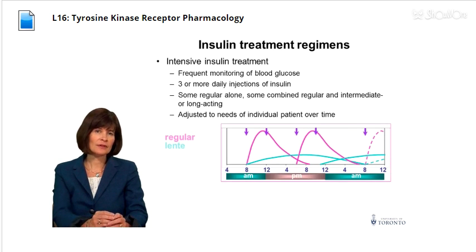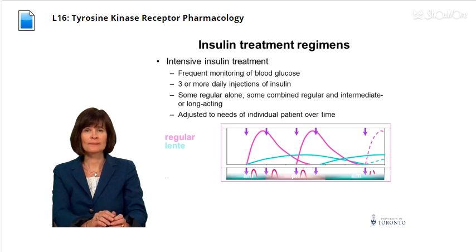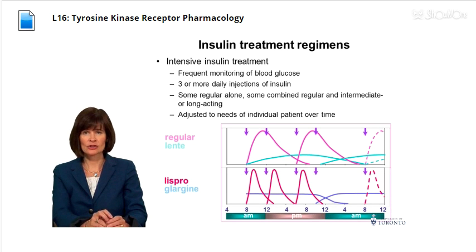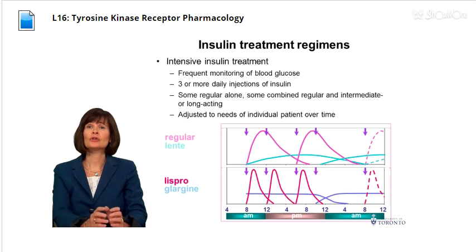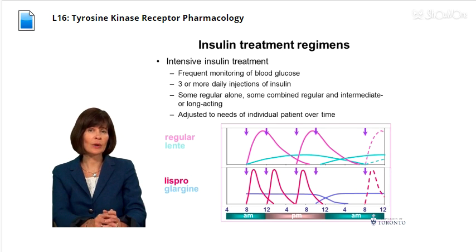Thus, if we compare the previous regimen with 2 injections of regular and Lente insulin each day with the new medication regime, which would look more like we see here in the bottom graph, patients inject the very short-acting Lispro insulin before each meal 3 times a day, with a long-acting insulin included once a day to give a low background level of insulin overnight.